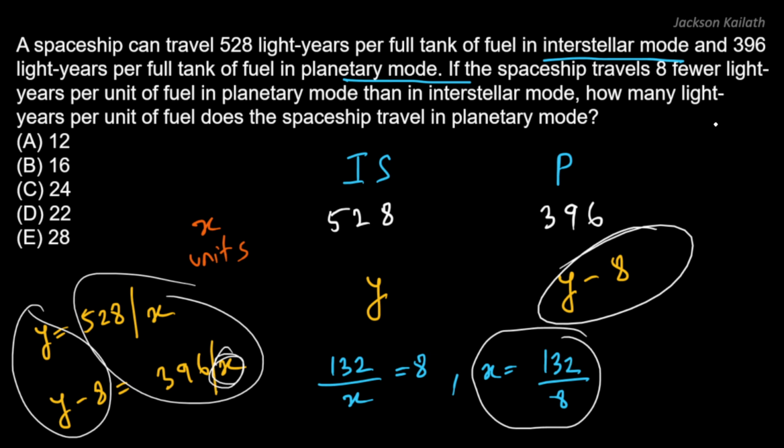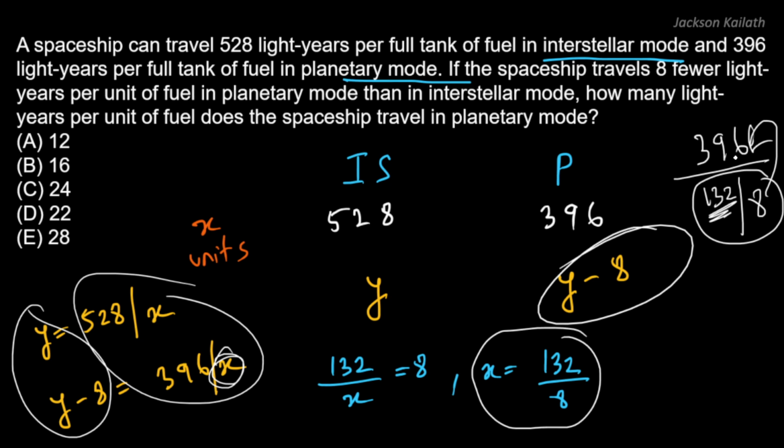So we will get 396 divided by 132 by 8. And in the denominator, when you have a fraction, this 132 remains over here and this 8 goes up, right? So that's how you simplify this. So 396 divided by 132 by 8 is equal to 396 by 132 into 8. And when you simplify this, you will get 24, right?